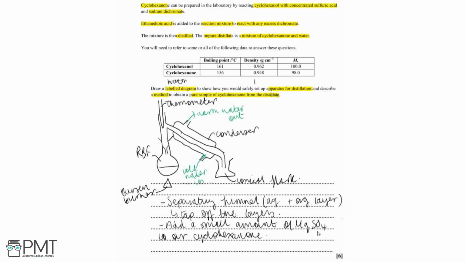So then our next step is going to be to redistill that cyclohexanone to make sure that it's 100% pure, in case it contains any leftover cyclohexanol as well. So we're going to redistill the cyclohexanone, and we want to collect the fraction which distills at around about 156 degrees there. But it could be anywhere between 150 and 156 degrees there.